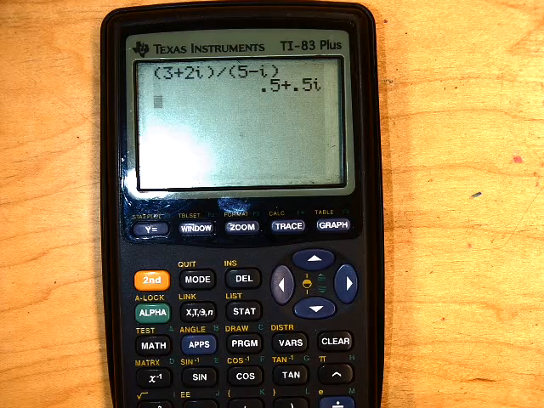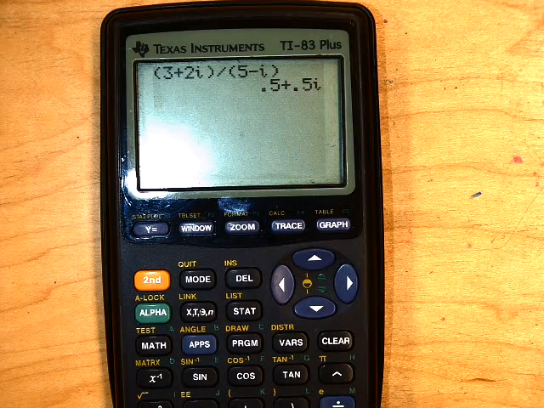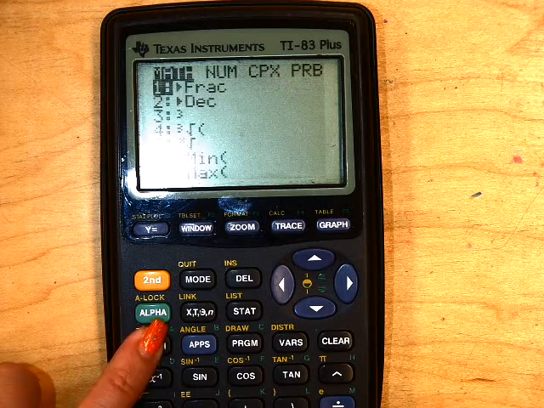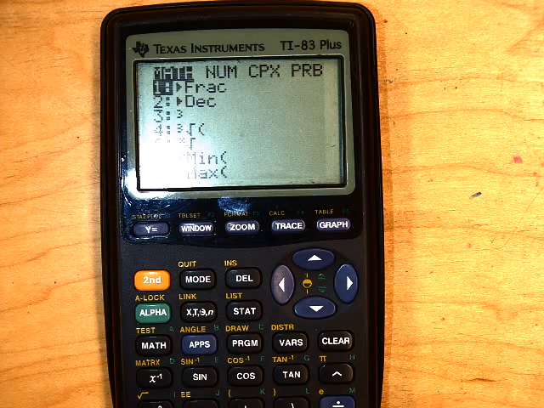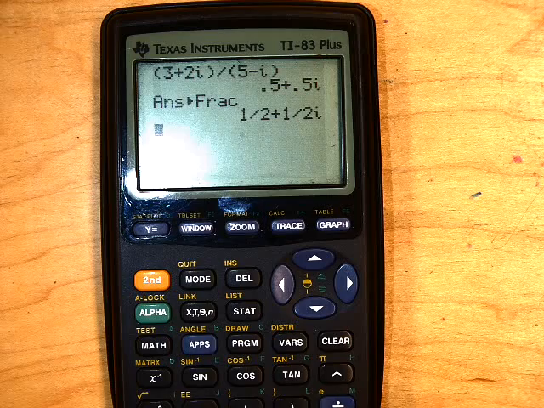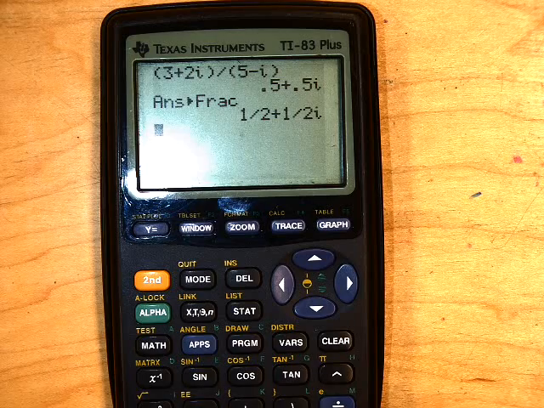You do not want to enter this as a decimal answer. You probably already know that 0.5 is the same as 1/2. But if you got a decimal that you did not know right off the top of your head, you can simply hit math, and you'll see that it is highlighted on fraction. Hit enter, enter, and it will change your decimals to a fraction. And so you see that you get 1/2 plus 1/2i, and that is the solution that we got for example 6 part A when we worked that by hand.